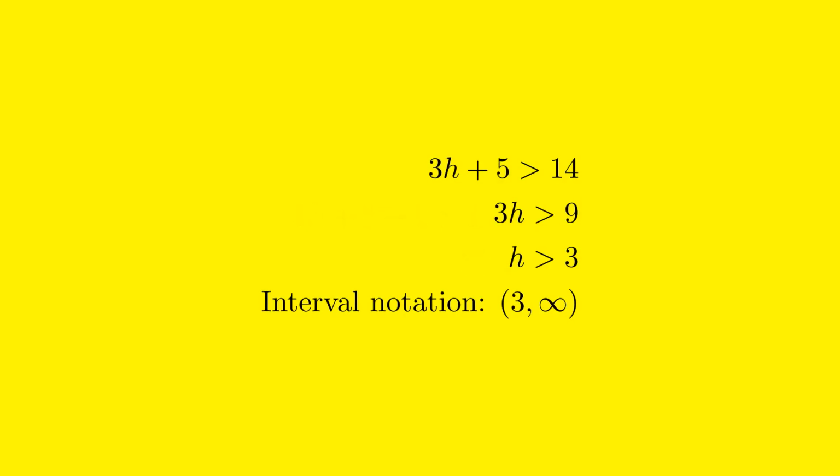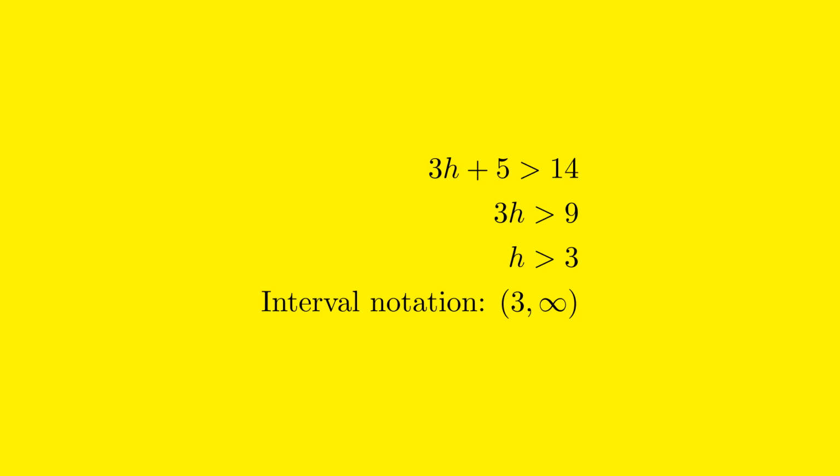Next, to fully isolate the variable h, we need to get rid of the coefficient in front of h, which is 3. To do this, we divide both sides of the inequality by 3, since 3h means 3 multiplied by h. Dividing by 3 will cancel out the multiplication. We now have 3h divided by 3 greater than 9 divided by 3. Performing the division, we are left with h greater than 3.